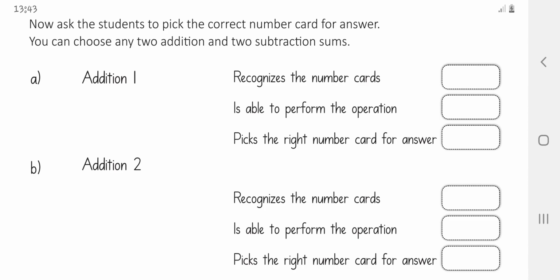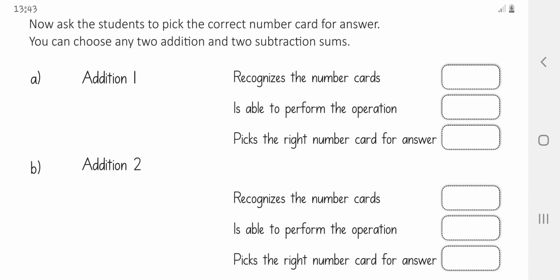Then show them the other number card. For example, it has 1 on it. Ask them to pick 1 cotton ball. Then ask them to combine these together and count them. The students will count 1, 2, 3, 4. Now ask them to pick the number card with number 4 written on them. So they will pick the answer from the number card.